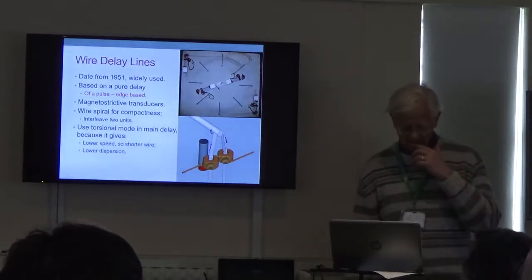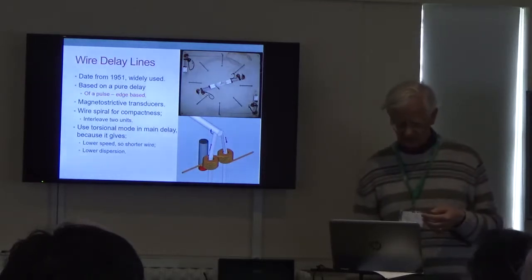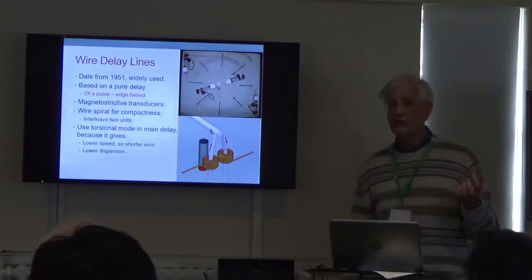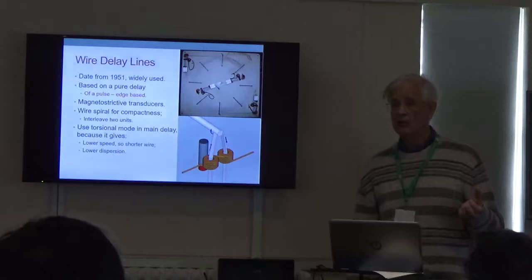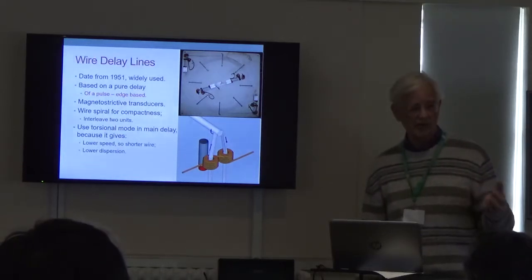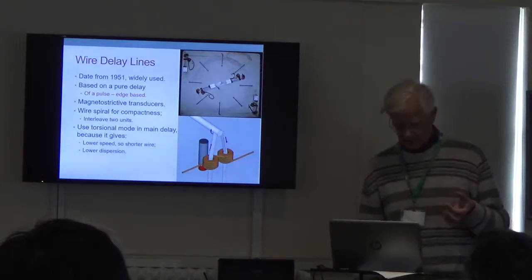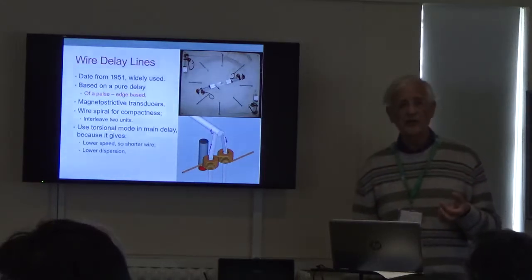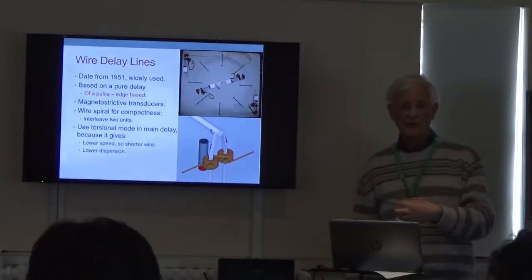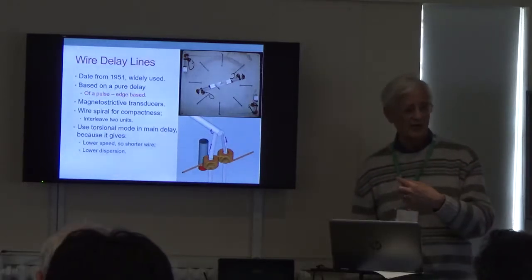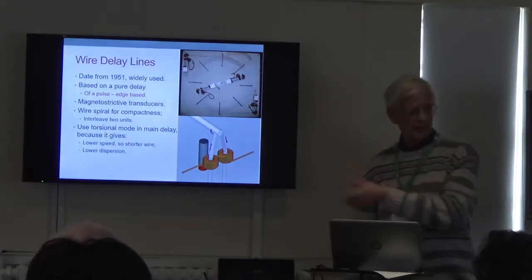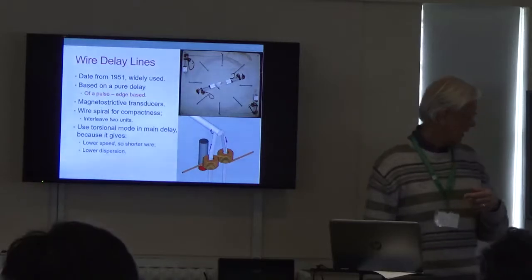Wire delay lines use magnetostrictive transducers, so you put a coil around a suitable strip, generally nickel, and applying a pulse to it changes the length of that strip, and so that generates a sound pulse. At the other end, the sound pulse comes into the region of the field of a biasing magnet, and that generates field fluctuation, which you pick up in a coil, amplify it, and take it away.